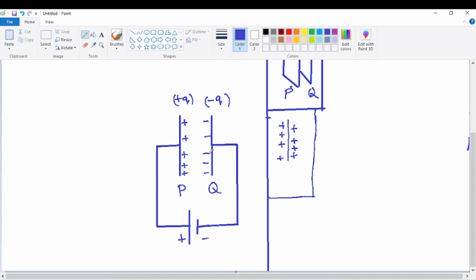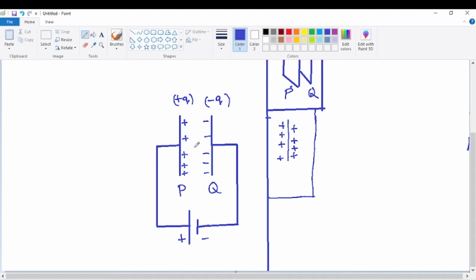This is a very, very, very important feature of any capacitor or any parallel plate capacitor. Charges will be settling only on the inner faces. No charge will be present, even a little amount of charge will not be present, on the outer faces. So that's a very important feature.